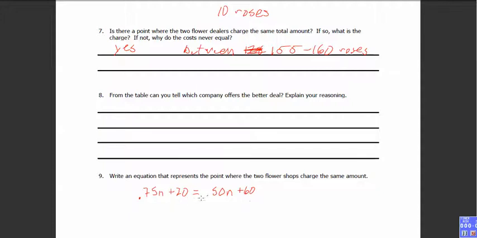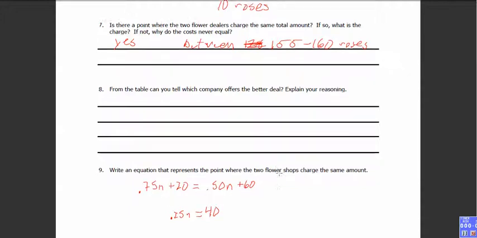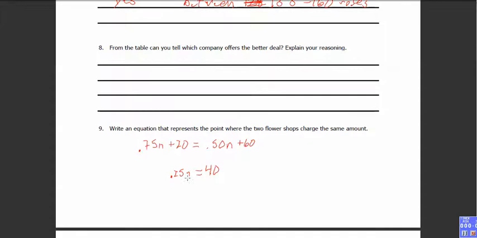Now, it doesn't actually ask us to solve it at this point, but you could, right? You could subtract the 20 and subtract the 0.50, which would end up giving you 0.25n equals 40. Because I subtracted 20, which would give me 40. I subtracted 0.5, which would give me 0.25. And so once I have that, I can divide by the 0.25, and I get n equals 160, just like we saw on the calculator already.